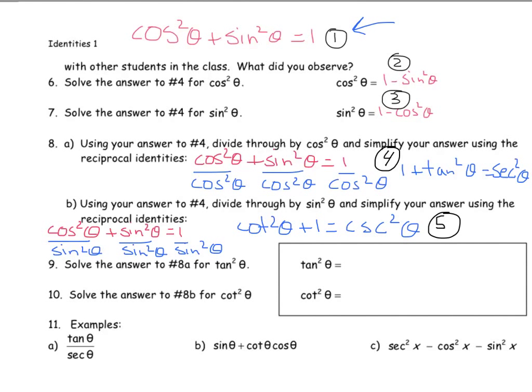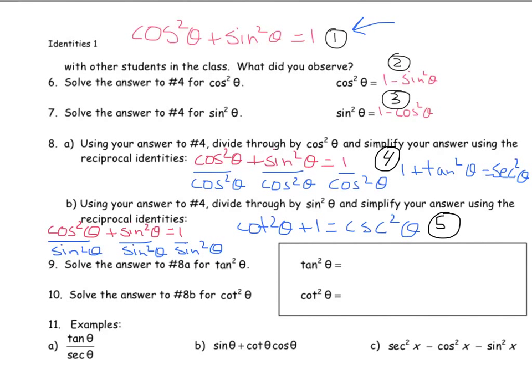All right, now 9 and 10, I think you know what you need to do. It says solve the answer to 8a for tangent squared. You should be able to do that. It's the same process as 6 and 7. Number 10, solve the equation from 8b for cotangent squared, and I want you to put the result in the box. So pause the video and go ahead and solve for tangent squared and cotangent squared.